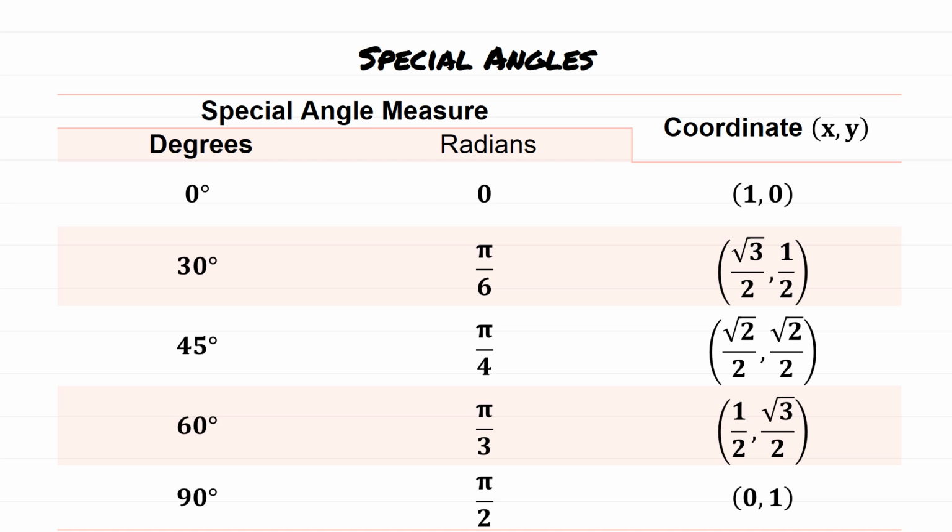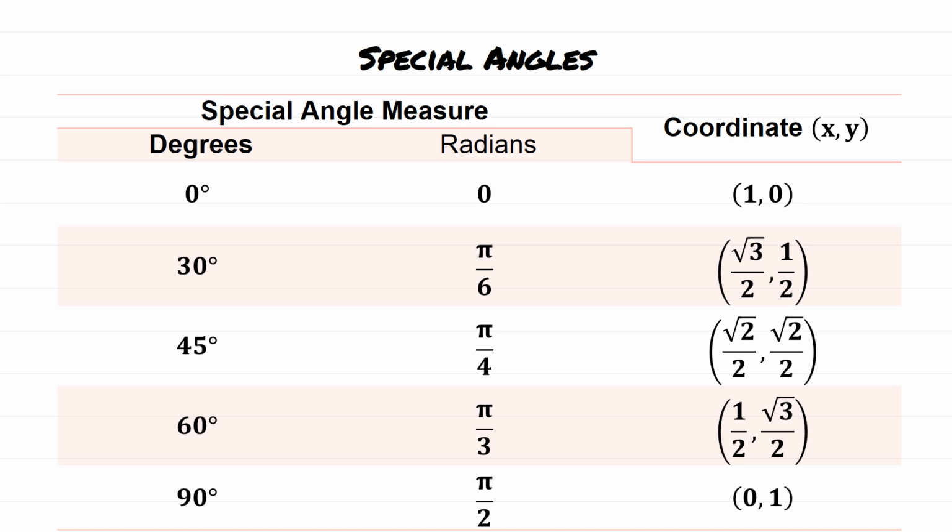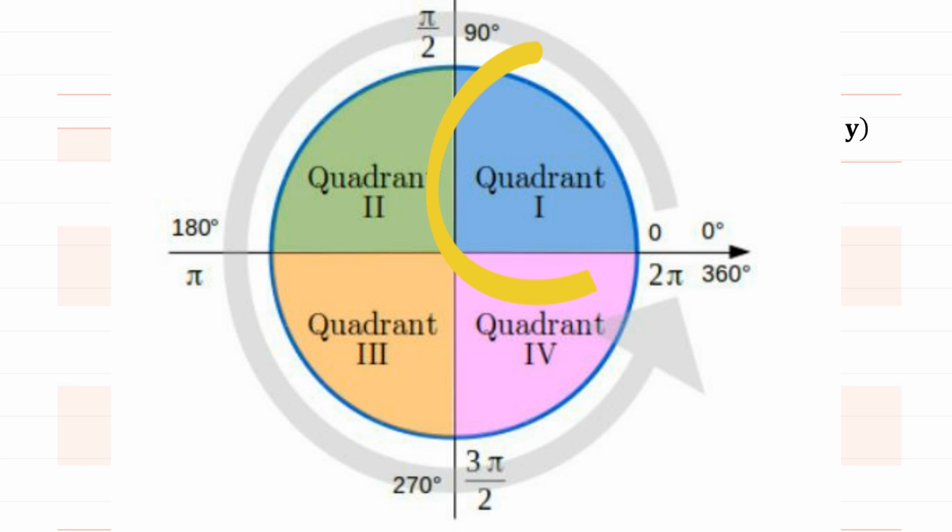So, for each of these special angles, meron tayong coordinates na naka-associate dyan. Each of these coordinates, makikita at makikita niyo yan siya dun sa buong unit circle. These special angles, these only apply to the first quadrant. However, tingnan natin kung ano magiging itsura ng special angles kapag makikita natin sa ibang quadrant. Let's take a look at this unit circle.